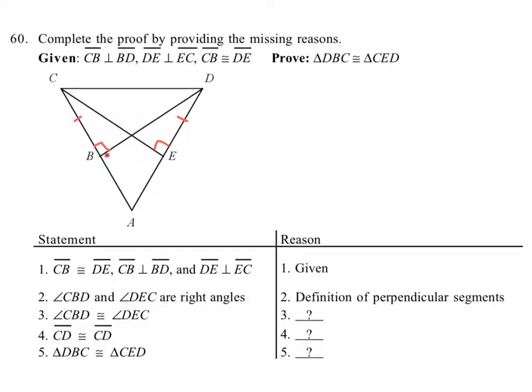Okay? They say that angle CBD, right here, and DEC are right angles, right? I put the marks in, but we need to establish that by saying definition of perpendicular segments. If they said they're perpendicular, then we know they're making right angles, okay? And now we know that CBD is congruent to DEC. And how do we say that? This is where we say that, type it, all right angles are congruent.